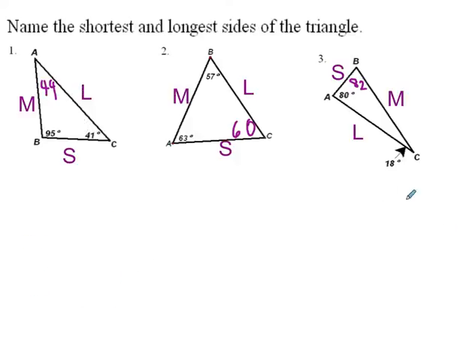And here are the answers. Now, in the second one, I would list AC first, I would list AB second, and BC third. In the third problem, AB is the shortest, BC is the next shortest, and then AC finally is the largest side.